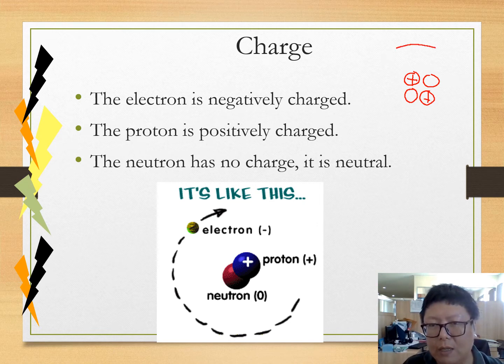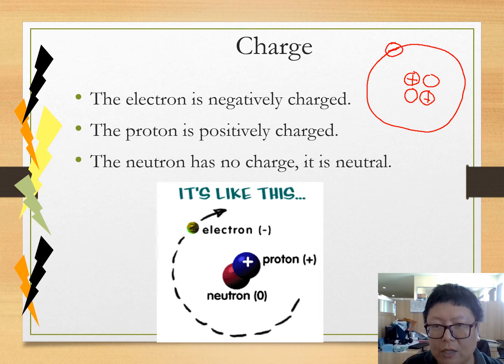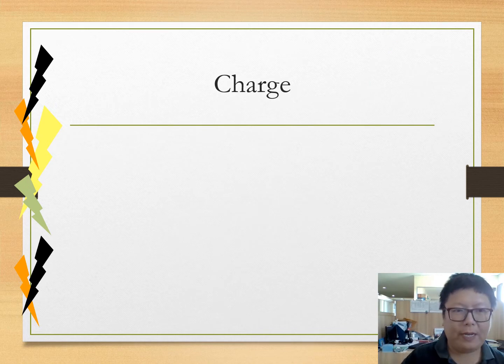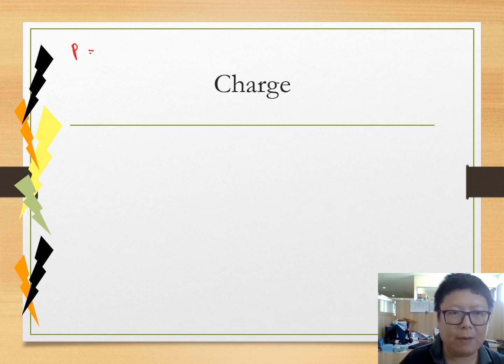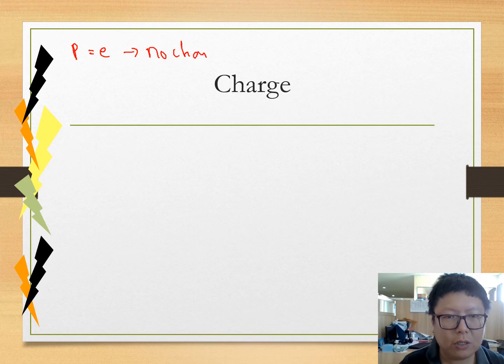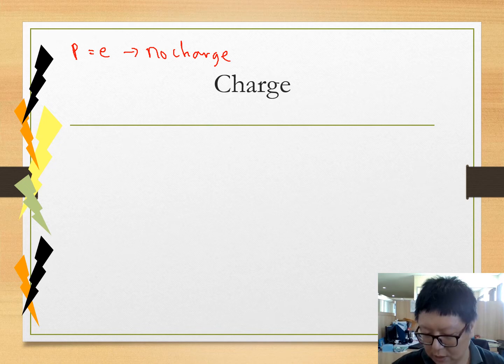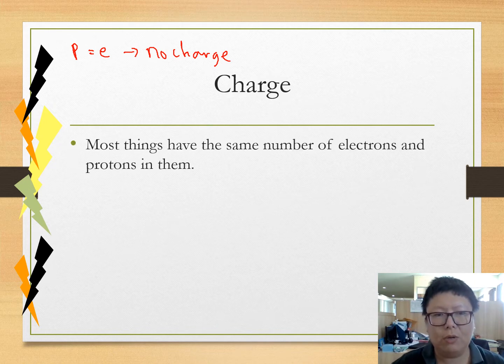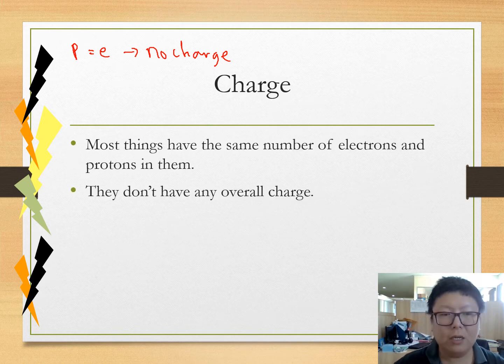The electrons will be around the nucleus. Okay, I should assume that there are two electrons in here. So from the one that I drew, the number of protons is equal to the number of electrons, so this one has no charge. If the number of protons equals the number of electrons, there is no charge.